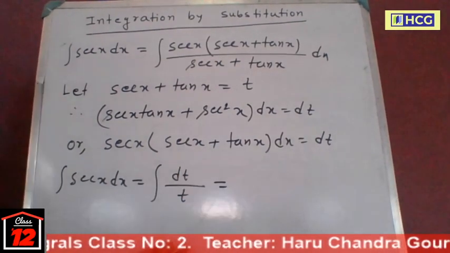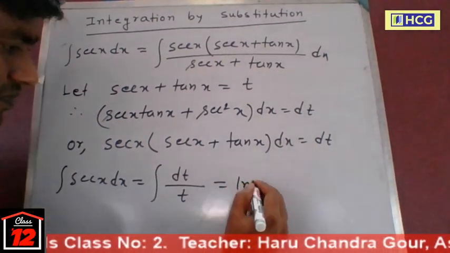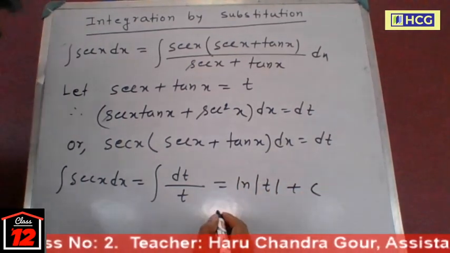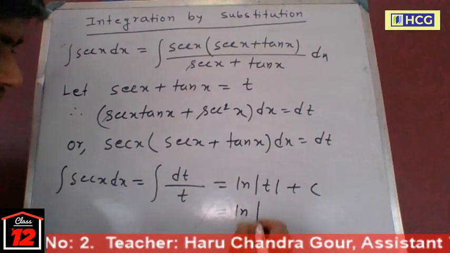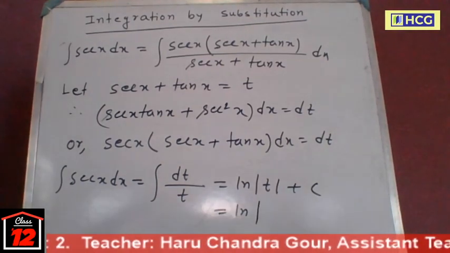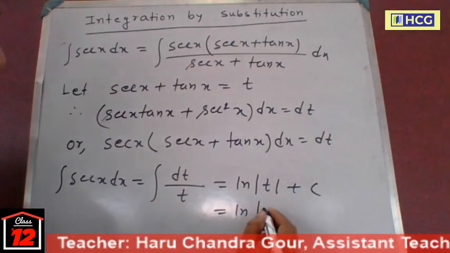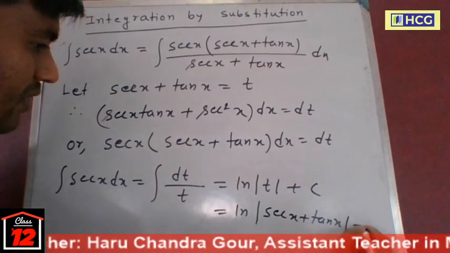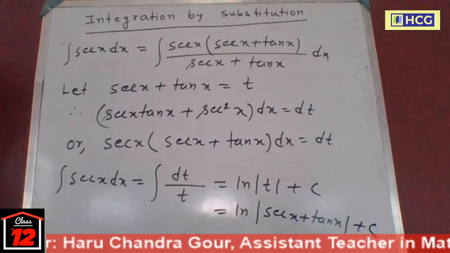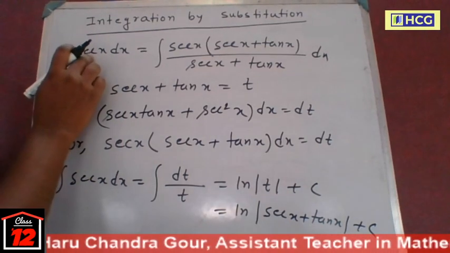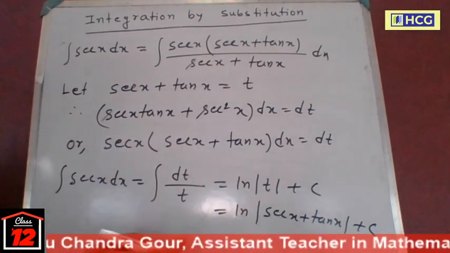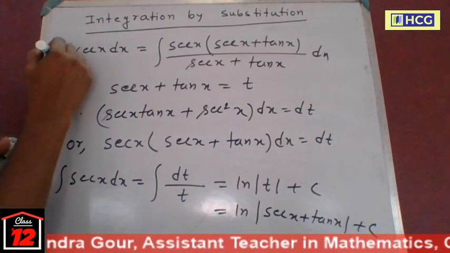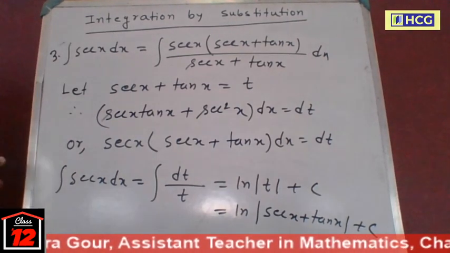Now integration dt by t is ln mod t plus c. Now putting the value of t, the value of t is sec x plus tan x, so ln mod sec x plus tan x plus c. C is an integration constant. So therefore integration sec x dx is equal to ln mod sec x plus tan x plus c. This is number 3.